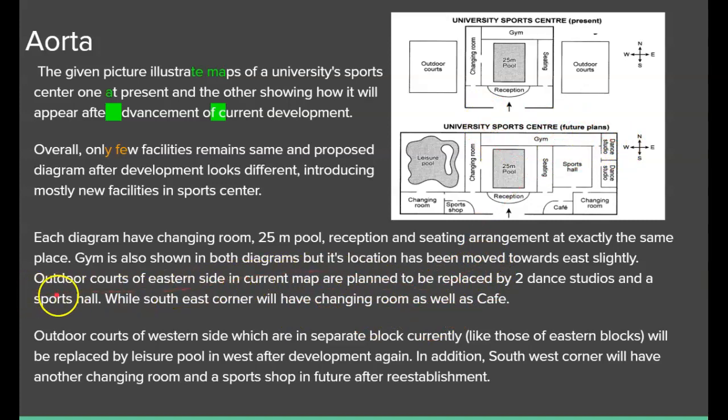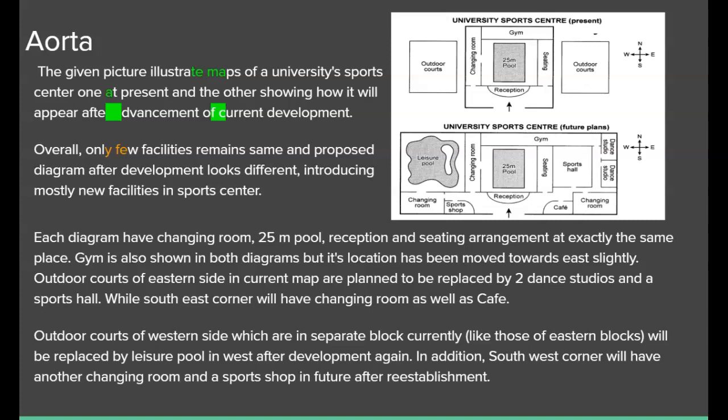Outdoor courts. The outdoor courts on the eastern side of the current map. We're just going to replace the courts on the map. We're not going to replace them in real life. Are planned to be replaced by 2 dance studios outside and a sports hall, while southeast corner will have a changing room as well as cafe. A cafe, which has a capital C for some reason, I don't know.